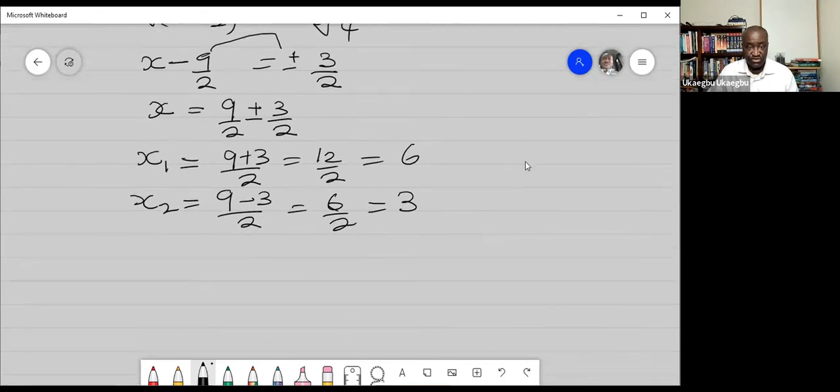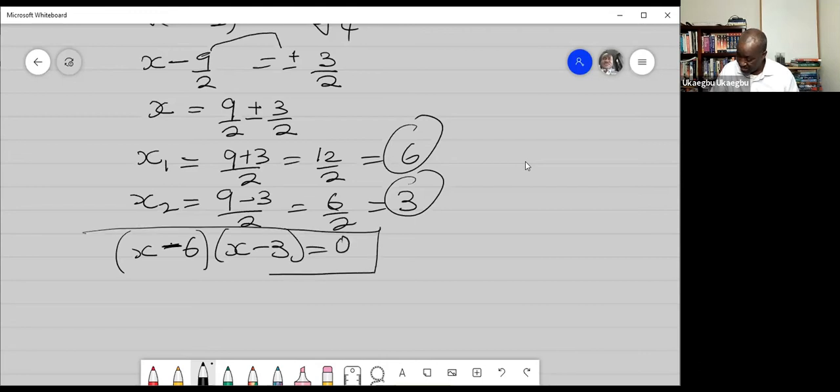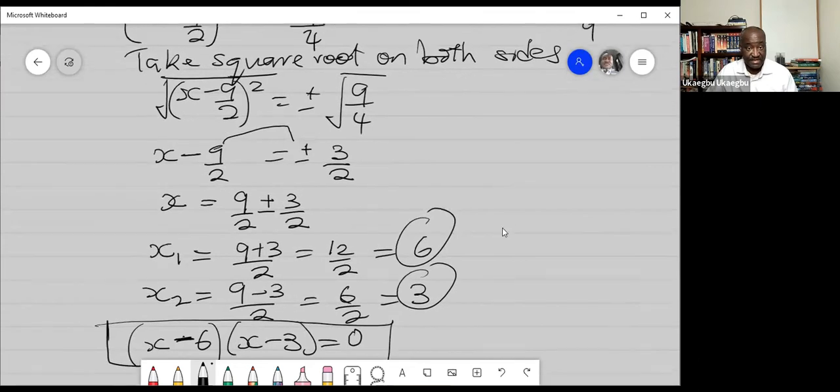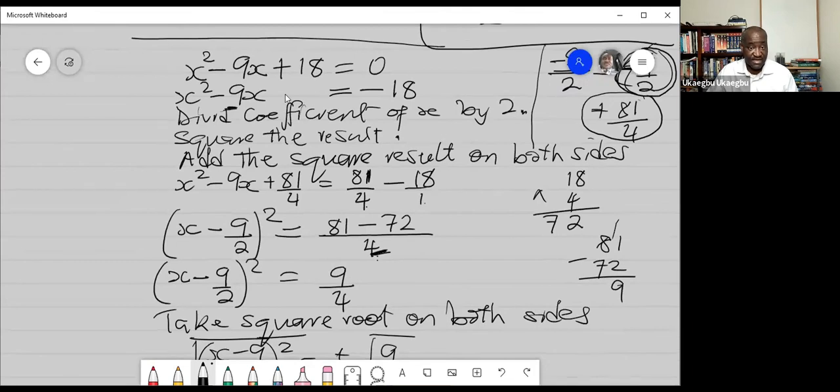Now, when you factor this based on 6 and 3, positive 6 and positive 3, your solution is going to be x minus 6 bracket x minus 3 equal to 0. This is the factored solution. If you use the distributive property to multiply this, it is going to give you back the original equation you started with. If it doesn't, then there's a mistake somewhere. But I believe it will.